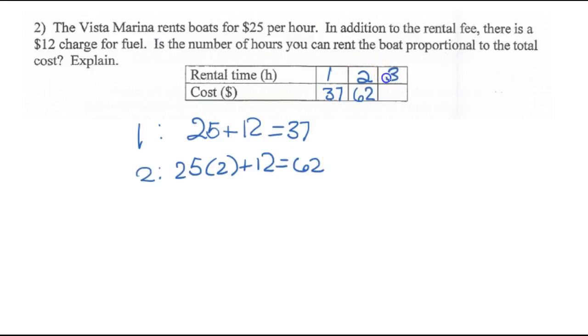Now let's do 3 hours. We have our $25 an hour charge times 3 hours plus our $12 fuel fee. When we add this up, we have 75 plus 12. That's going to give us 87.